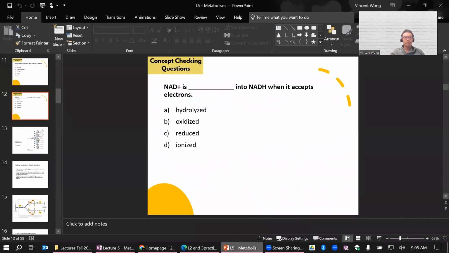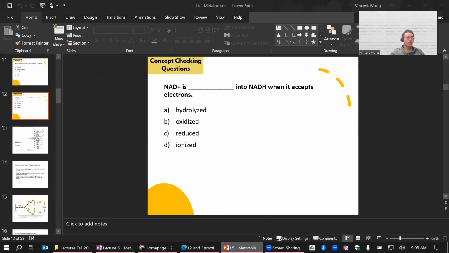Let's do one more here. Again, this is also right from the notes. But see if we can get the answer without looking.